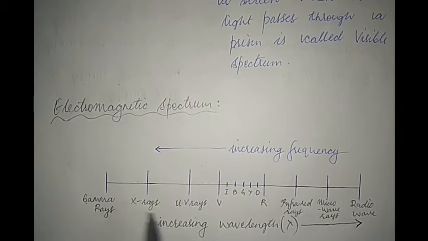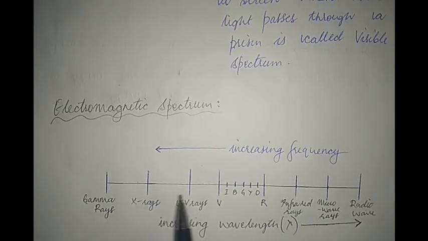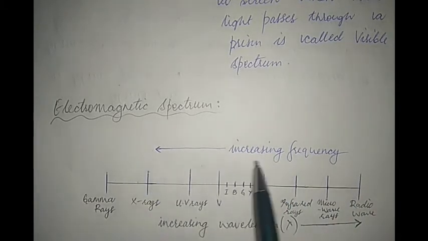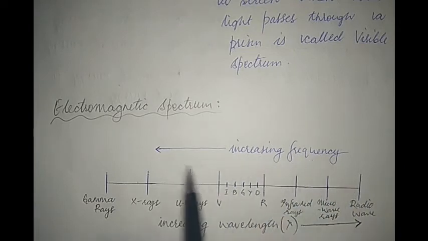Since we know all rays are waves and all waves have wavelength and frequency, all of these rays have different wavelengths, and what I've done here is I have arranged them in the increasing order of wavelength. That is, when we move towards the right hand side, the wavelength goes on increasing. Or if you come from the left hand side, this is in the order of increasing frequency or decreasing wavelength, so to say. Because mind you, frequency and wavelength are inversely related.